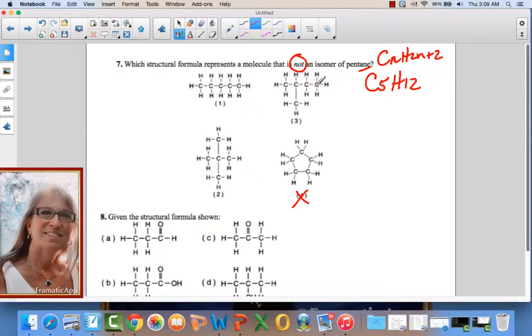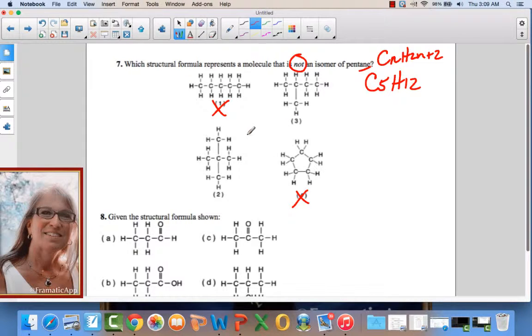5 C's, and we've got 12 H's. This could be it. This is normal pentane. If I were to draw this out, that's not it. 5 C's, 12 H's. So we have two possibles.